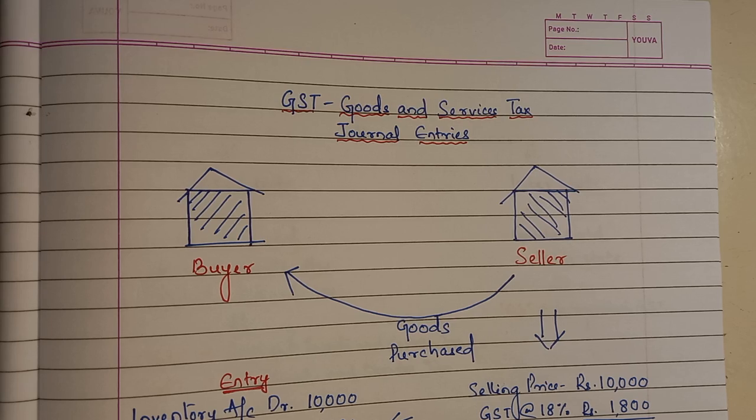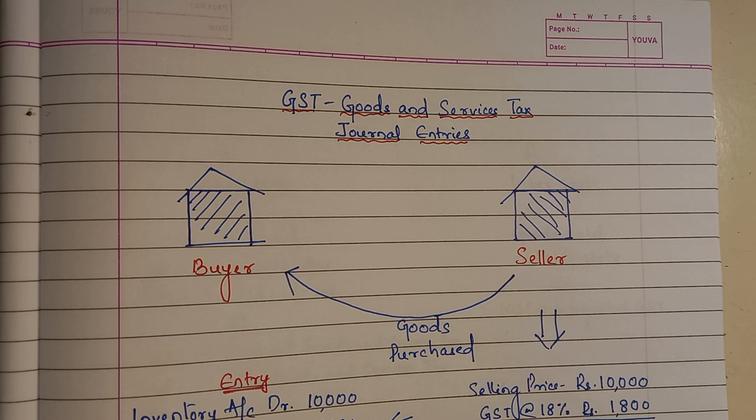Hello students, today we are going to discuss GST, Goods and Service Tax. In this class, we are going to cover what is GST, what journal entries are posted in the books of the buyer when the buyer purchases goods from the seller, what journal entries are posted in the books of the seller, and we'll understand the different types of taxes under GST.